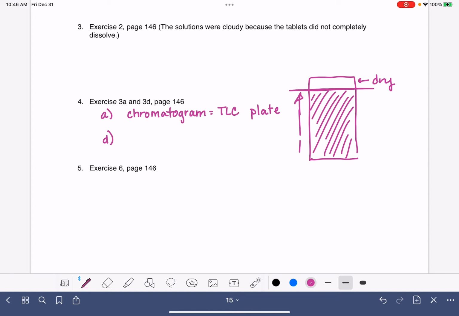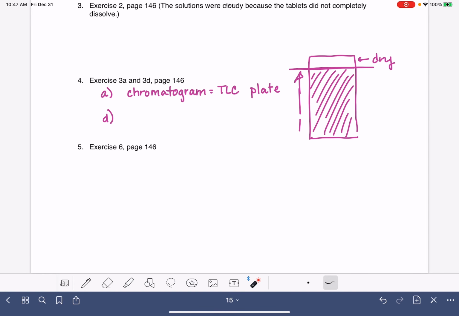on your TLC plate. So this question is asking, what if you left it too long and the whole entire TLC plate had been saturated? There was no dry part. What would the errors be as a result of that? And then question D, part D, I think, is pretty straightforward.